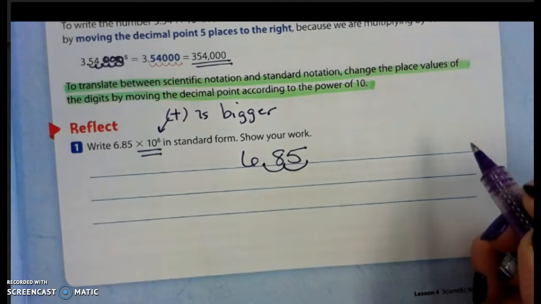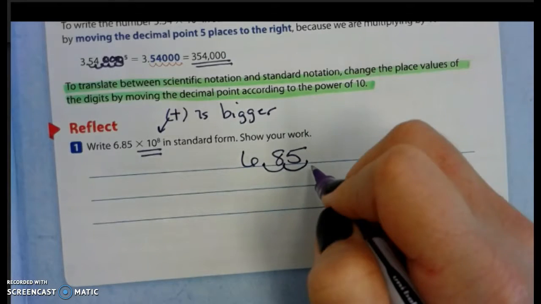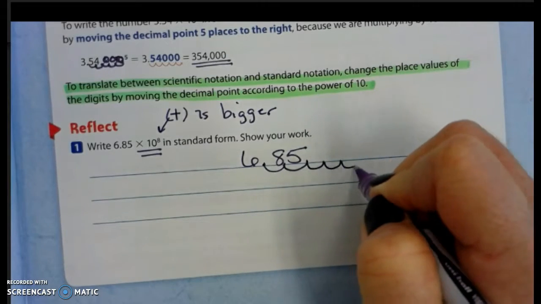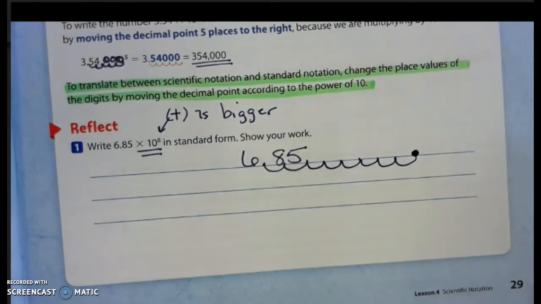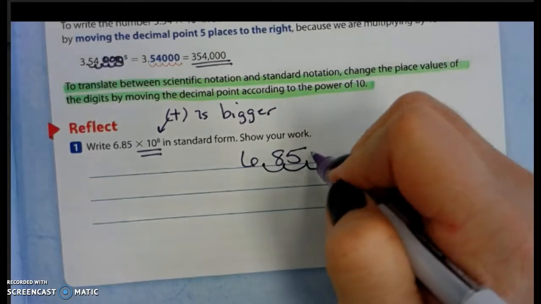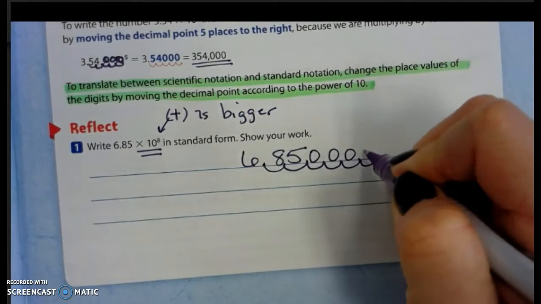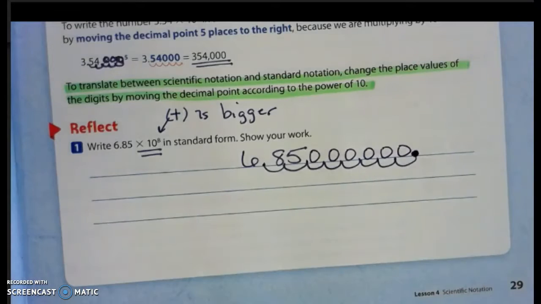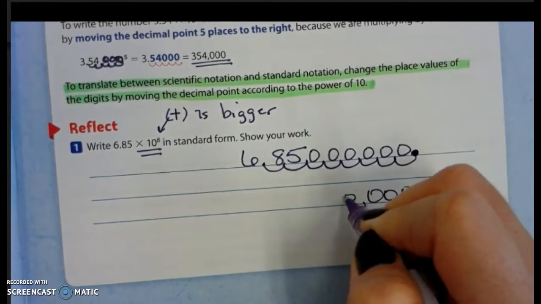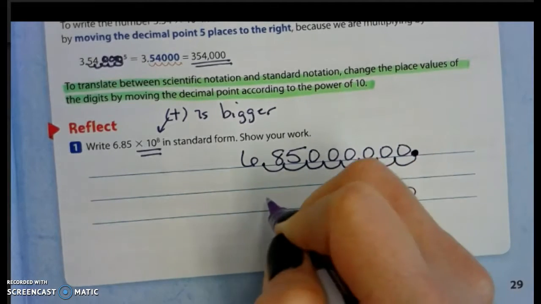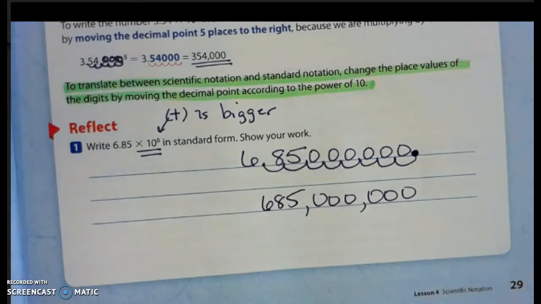Do you see how the number's getting bigger? That's 2. We want to go 3, 4, 5, 6, 7, 8. Put your decimal point, then fill in all those gaps very carefully. You'll have to be neat with zeros. So the answer would be 685 million.